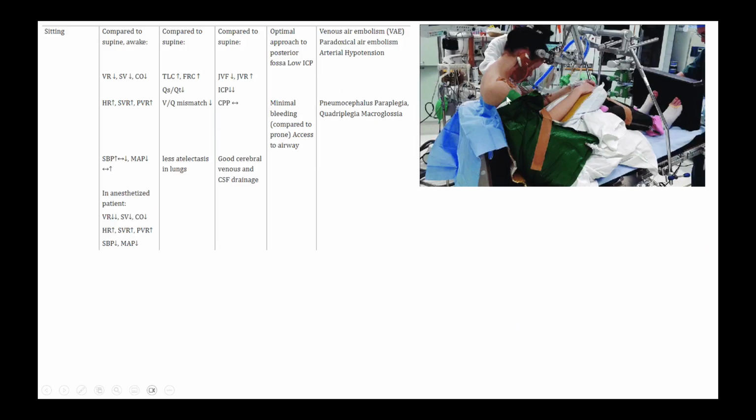So this is the classical neuro sitting position which is done, and you can see the stockings and support is given to the leg to prevent hypotension and pooling of blood. So venous thrombosis also is avoided. Those stockings are very important for this position.